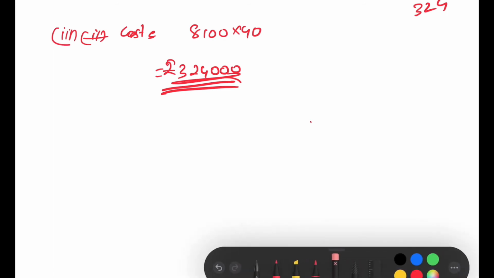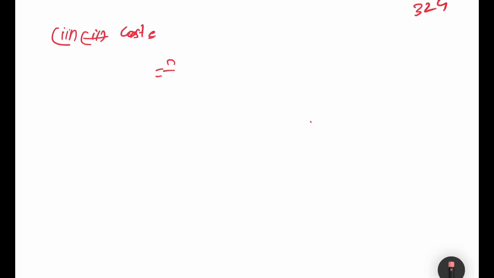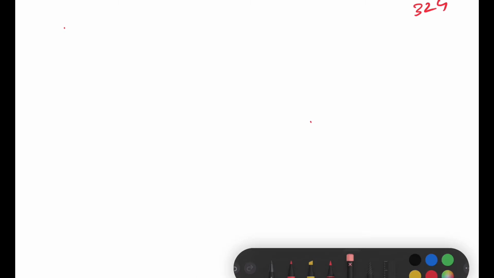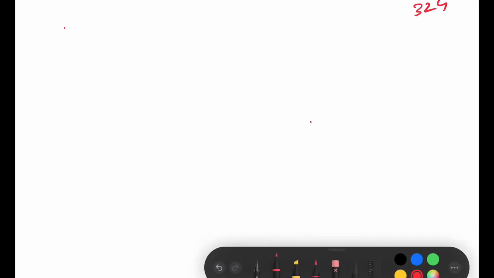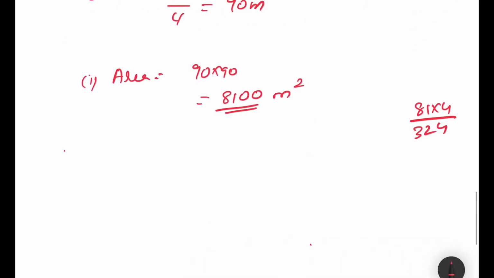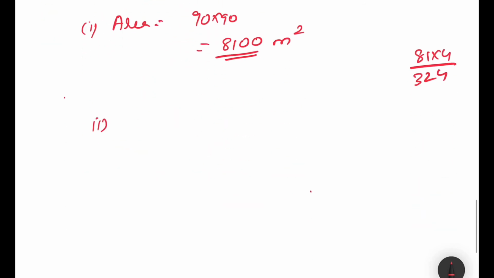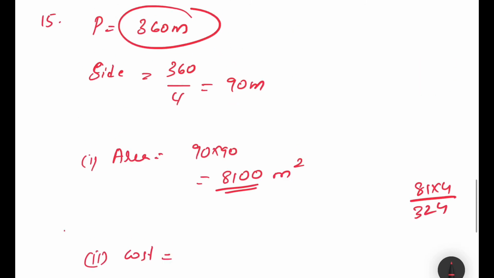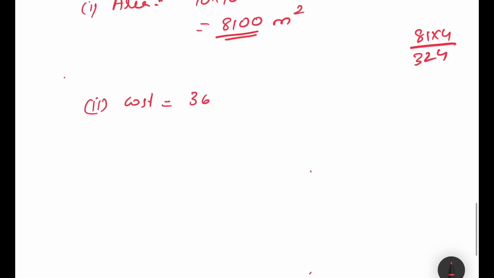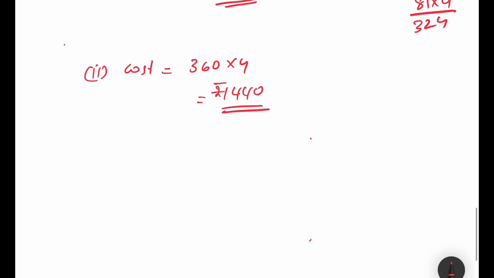Okay, let's come, I'll do that again. Second sub question we have: fencing the boundary. So boundary means only the perimeter is required, right? So for the second sub question, cost will be equal to the perimeter into 40. That is equal to 1,440 rupees.